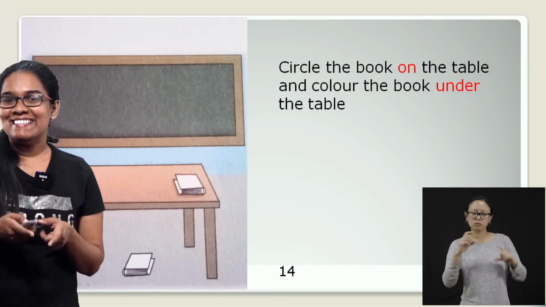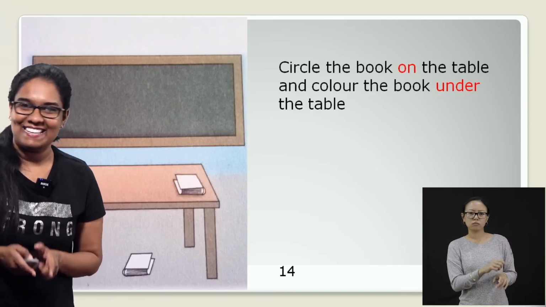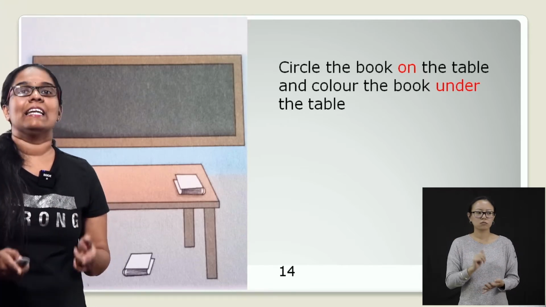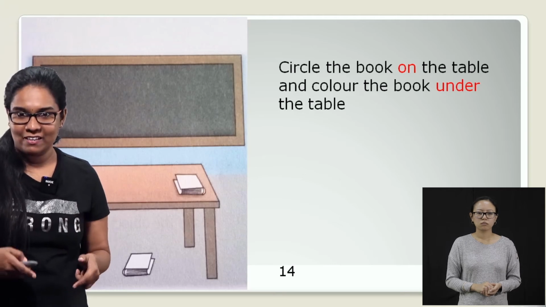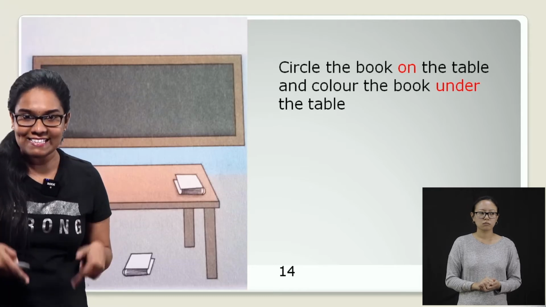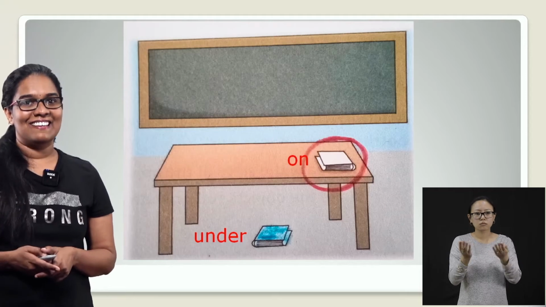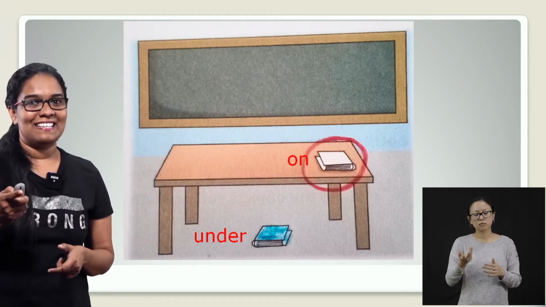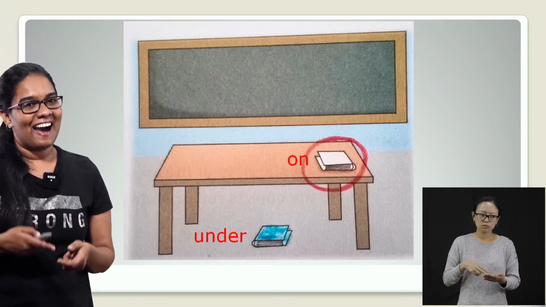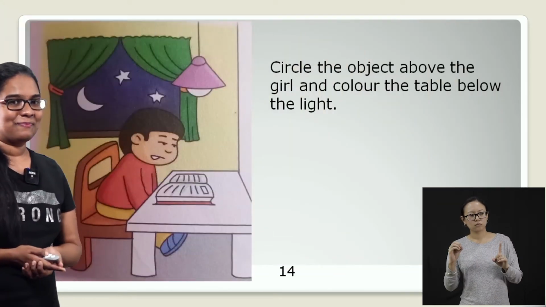This is also in our textbook, page number 14, right? You have to circle the book on the table and color the book under the table. On, under. Like this, yes. You have to circle the book on the table and color the book under the table.